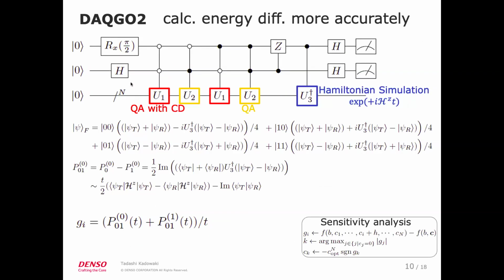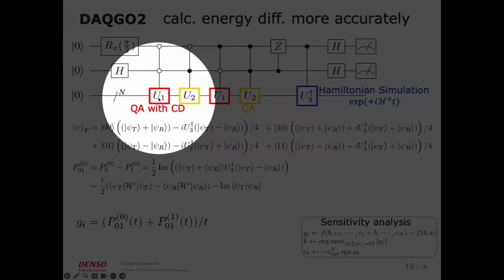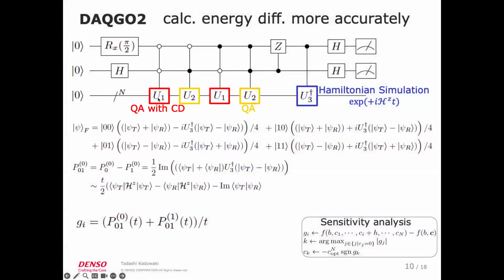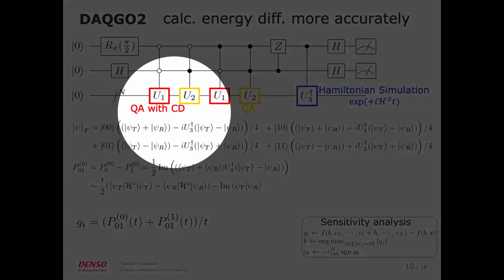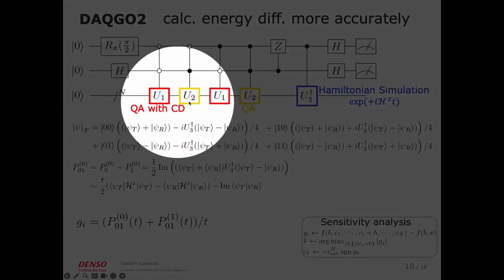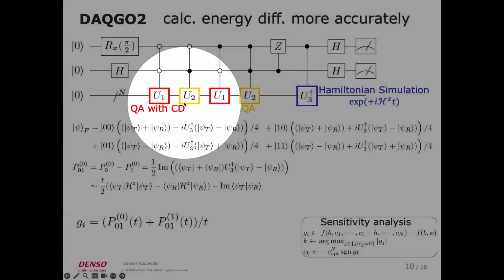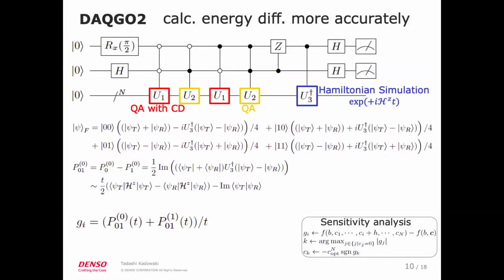This tries to measure the energy difference more accurately, but we need a controlled quantum annealer, which I don't know how to implement. And we need 4 components here. So we basically need to repeat the quantum annealer 4 times with control. That should be difficult, but actually we can simulate it on the computer. Okay, this is algorithm 2.